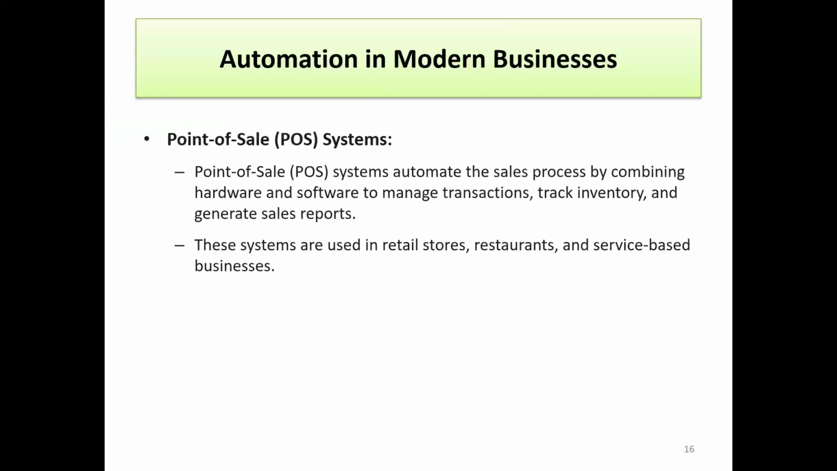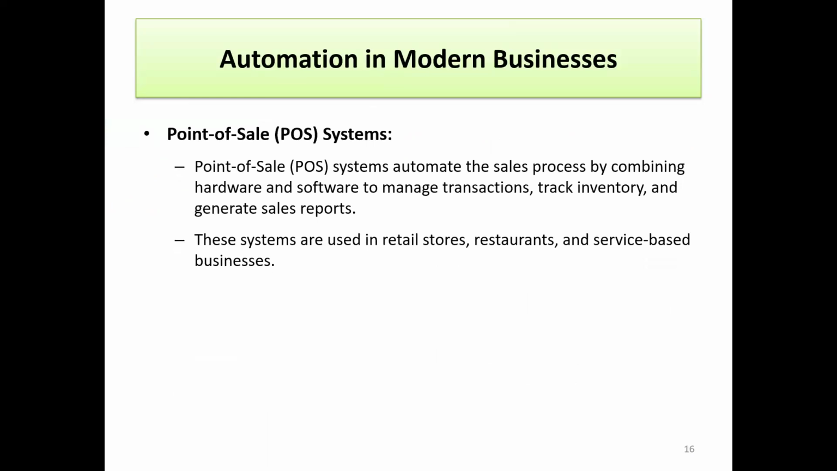And the second is POS systems. This is very familiar for us in Sri Lanka also, even in a Food City like Keells one. POS, point of sale systems, automate the sales process by combining hardware and software to manage transactions, track inventory, and generate sales reports, right? These systems are used in retail stores, restaurants, and service-based businesses also. Online, we can order and get the service, and sometimes we pay using the debit card or the credit card, automatically updating our account and their system also, right? Point of sale systems are also something we automate.